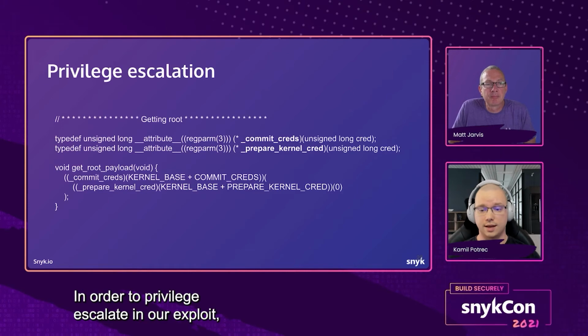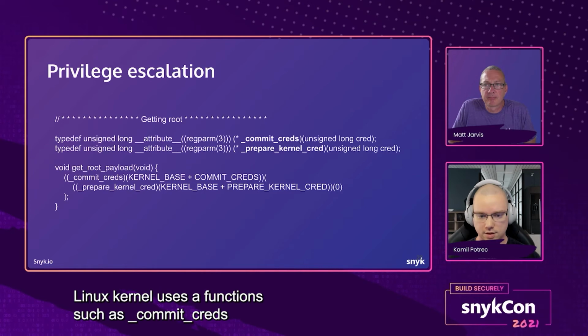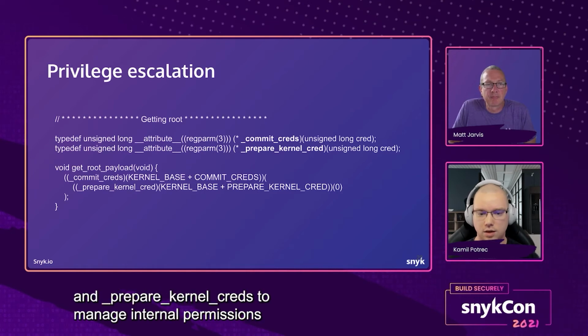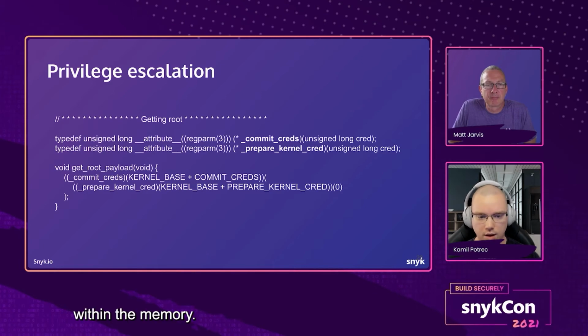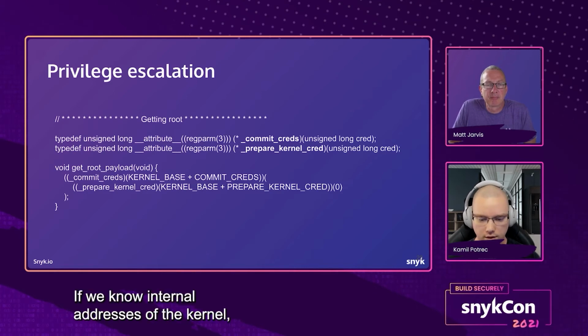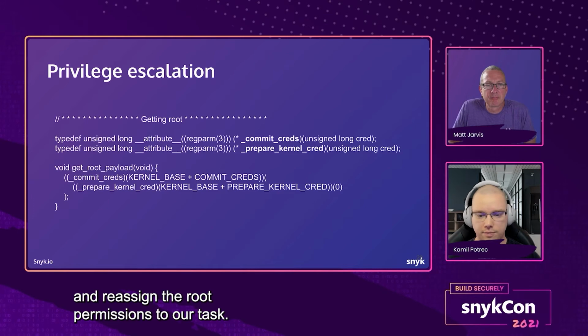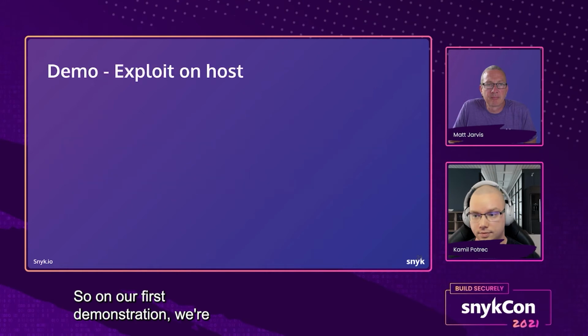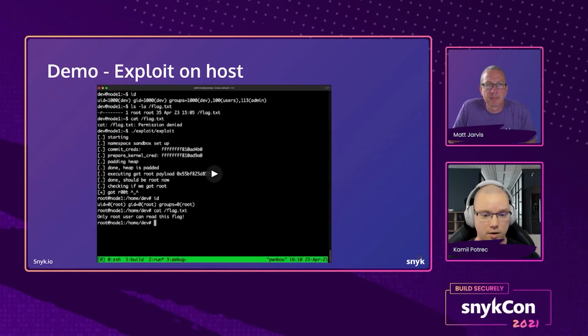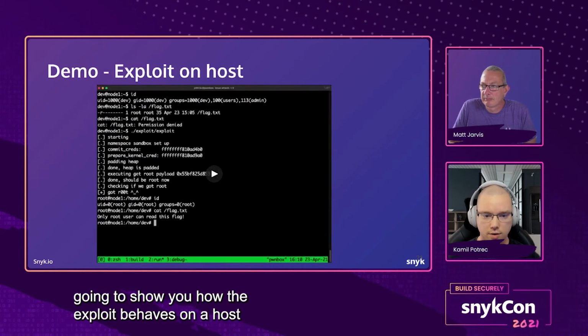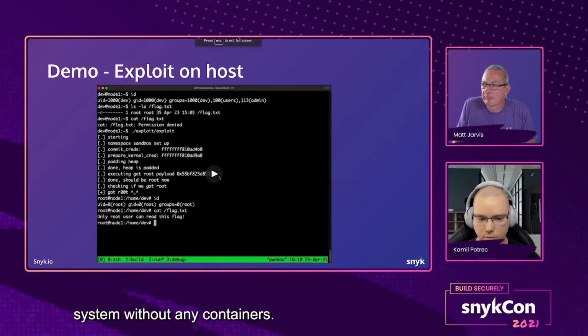In order to escalate privileges in our exploit, we're going to use a common pattern. The Linux kernel uses functions such as commit_creds and prepare_kernel_cred to manage internal permissions within memory. If we know internal addresses of the kernel, we can reuse these functions for our benefit during the exploit and reassign root permissions to our task. So in our first demonstration, we're going to show you how the exploit behaves on a host system without any containers.